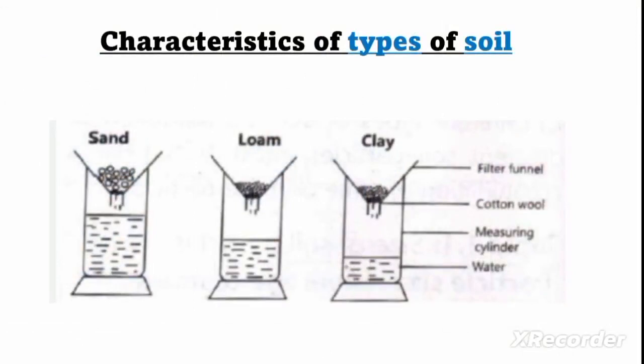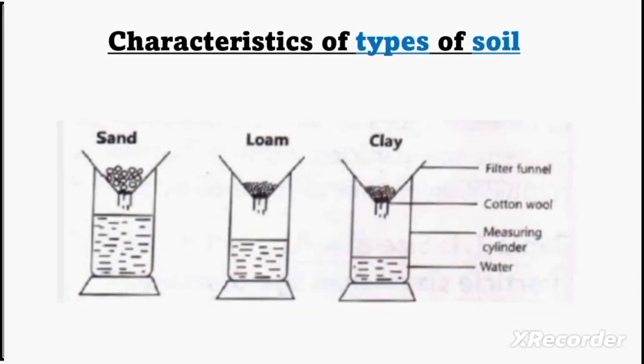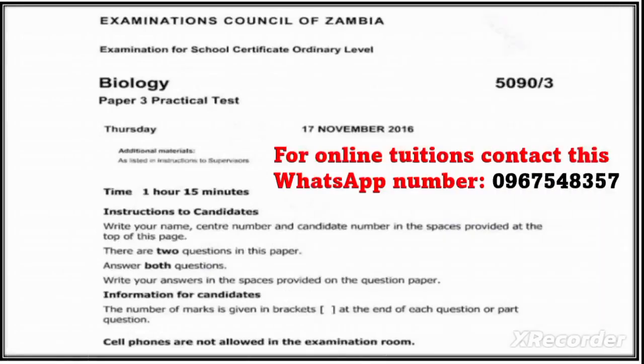So we can see the evidence here. We have sand soil. Since sand soil has big pores or big spaces within its particles, it has allowed a huge volume of water to be collected here, followed by loam soil, followed by clay soil. So these are characteristics of some soils.